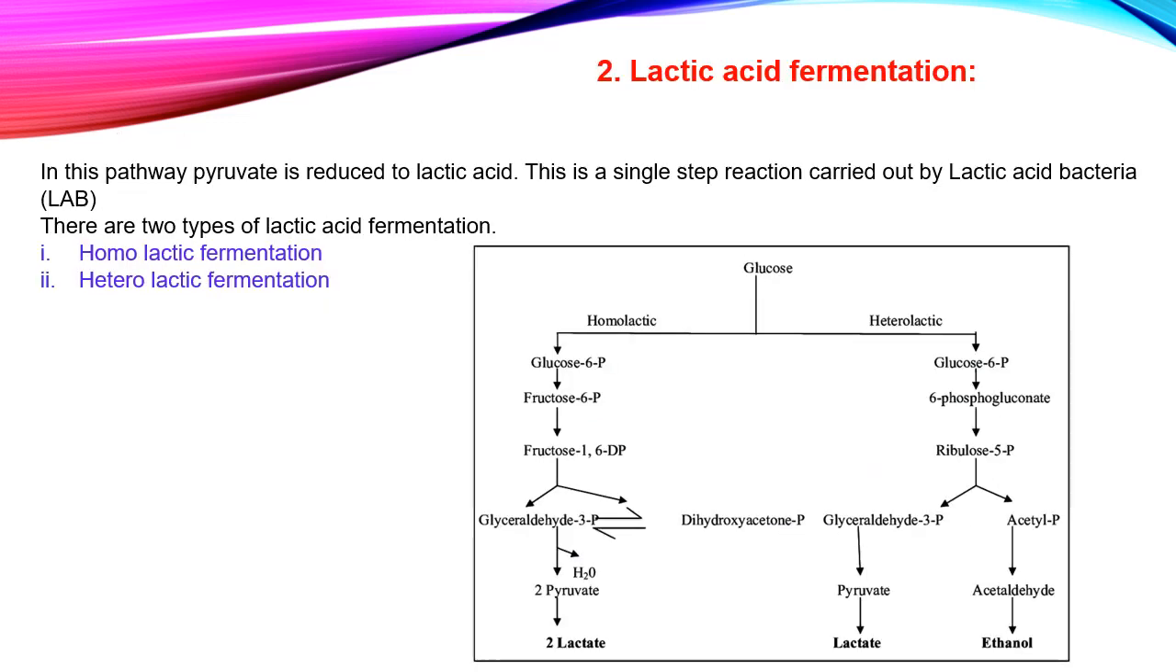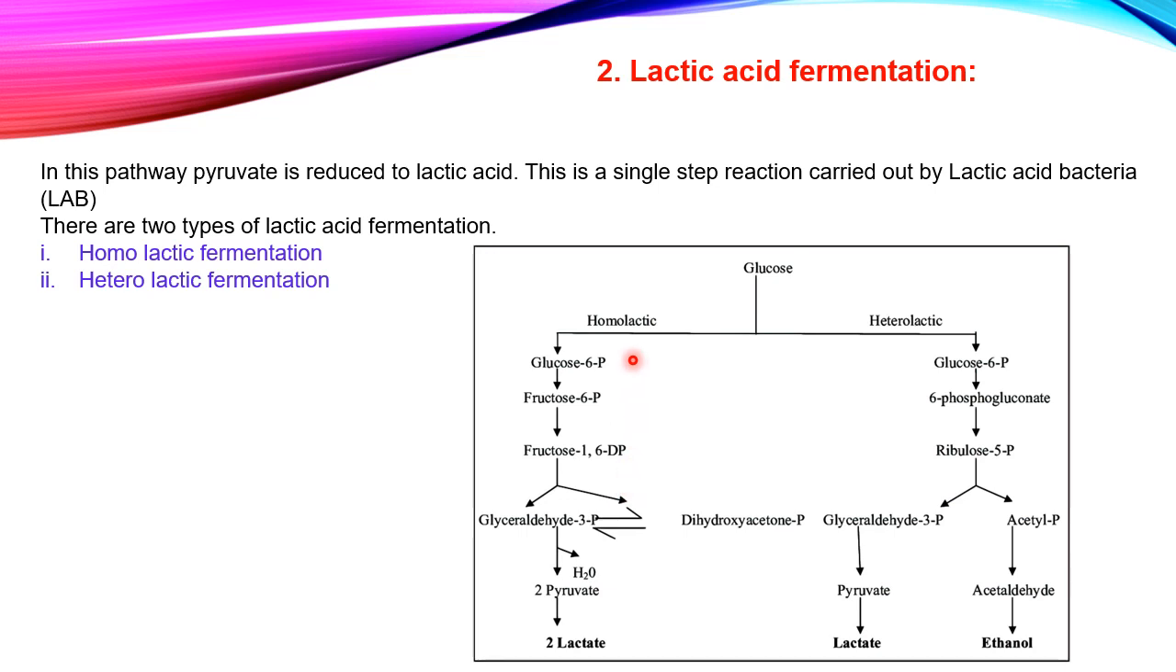So students, now let's discuss the second type, that is lactic acid fermentation. Once our pyruvate is formed by various metabolism, the pyruvate is converted into lactic acid in just a single step, which is carried out by the lactic acid bacteria. Based on the end products, the lactic acid fermentation can be divided into two types, that is homolactic fermentation and heterolactic fermentation. Now let's look at the homolactic fermentation.